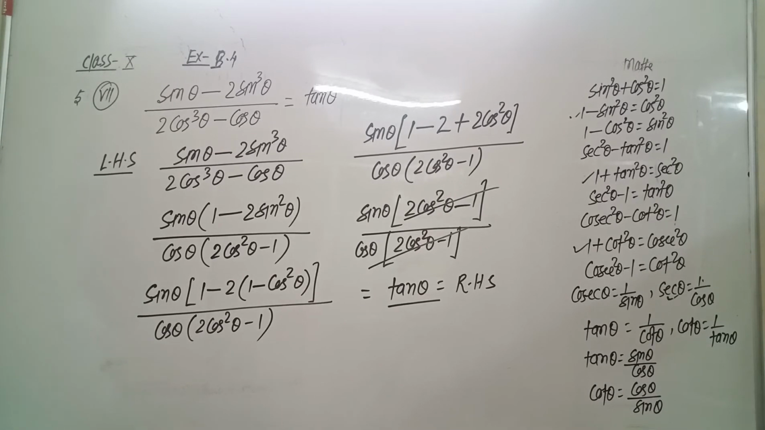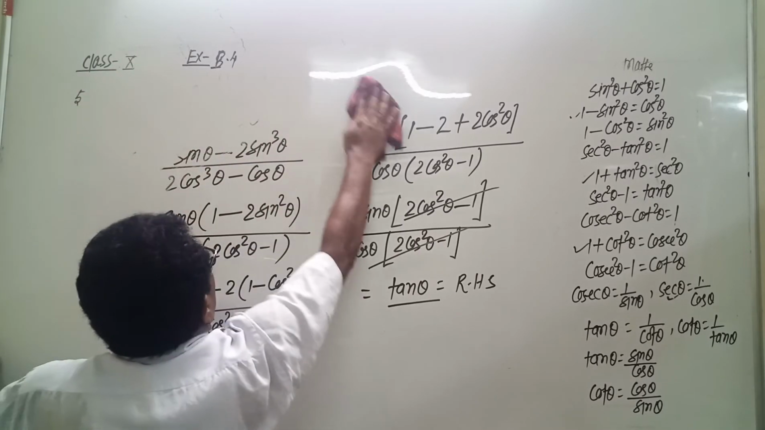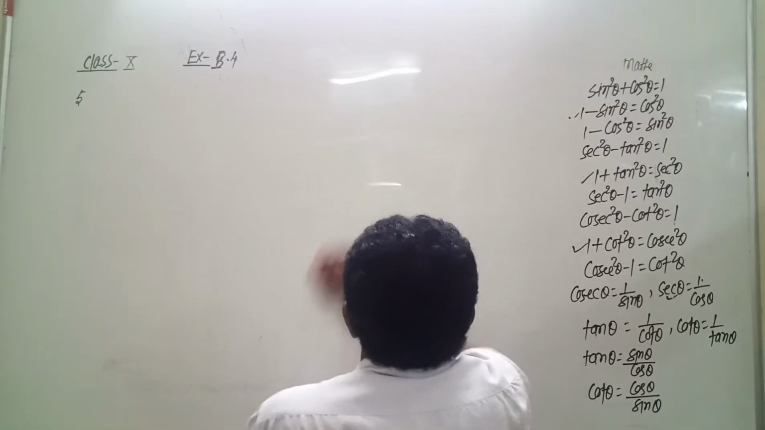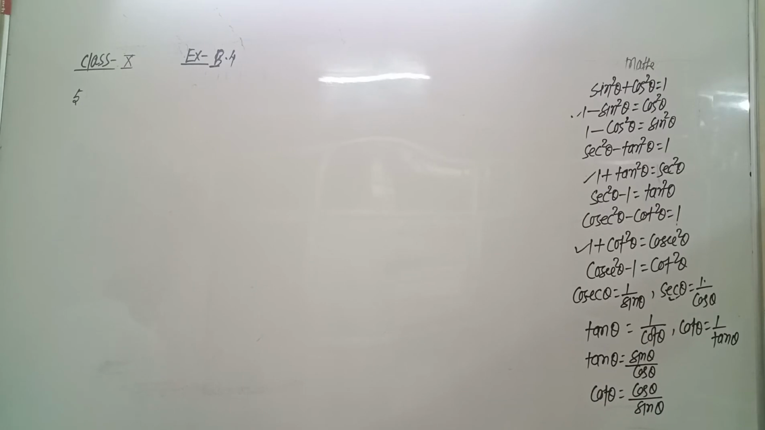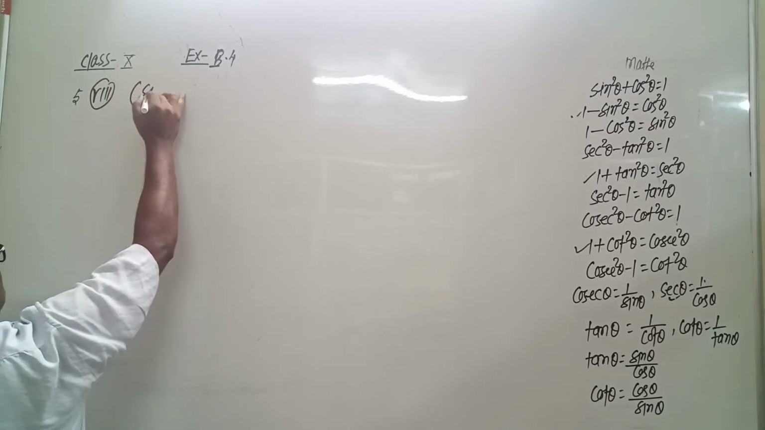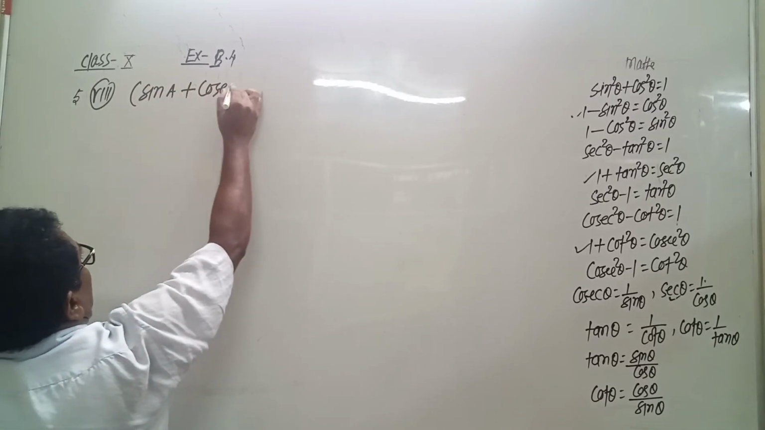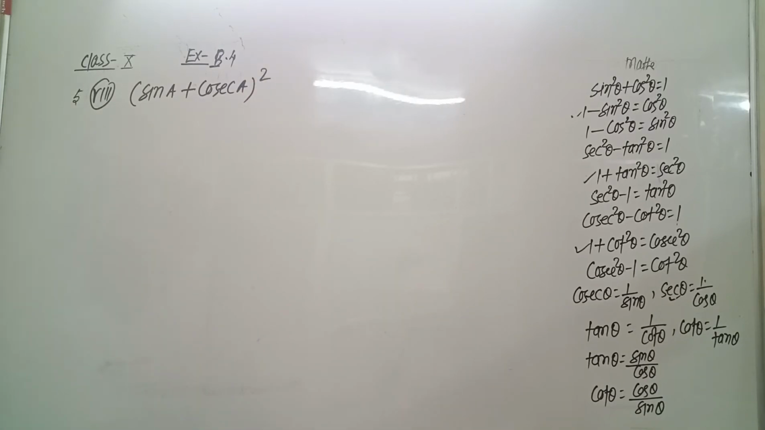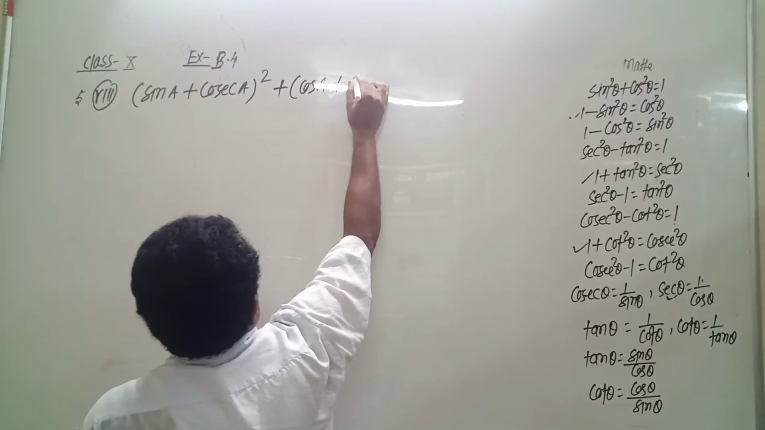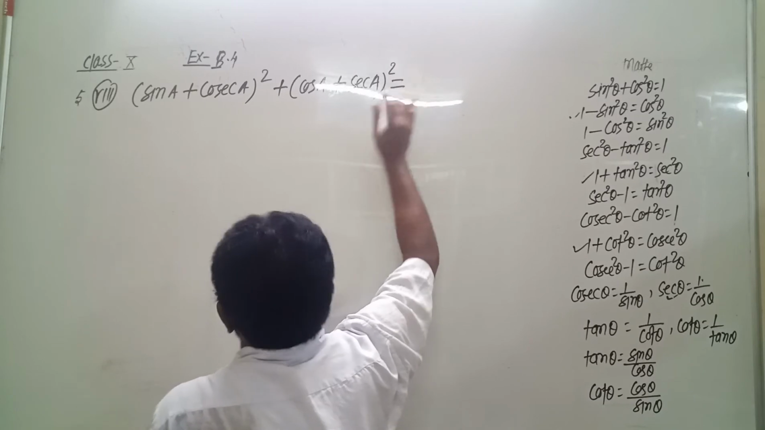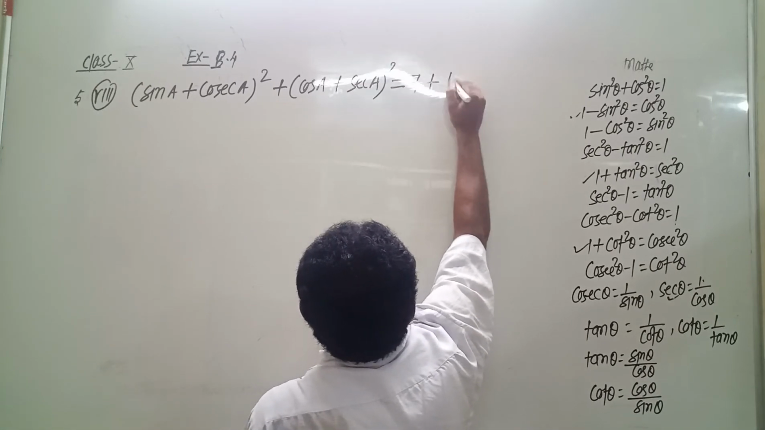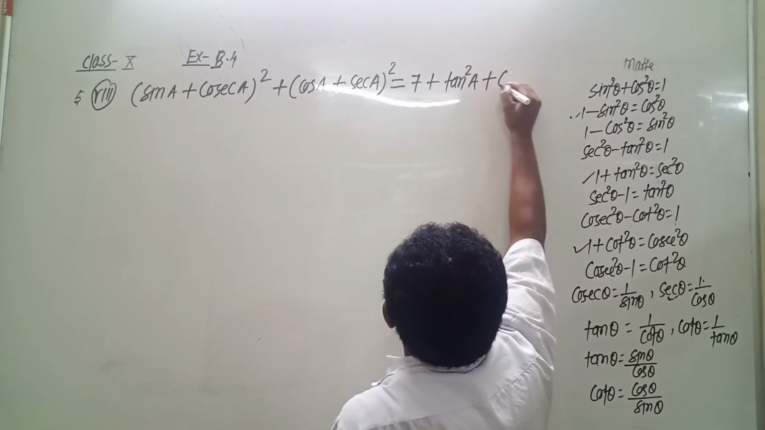Now the part 8. (Sin A plus cosec A) the whole square plus (cos A plus sec A) the whole square is equal to 7 plus tan square A plus cot square A.